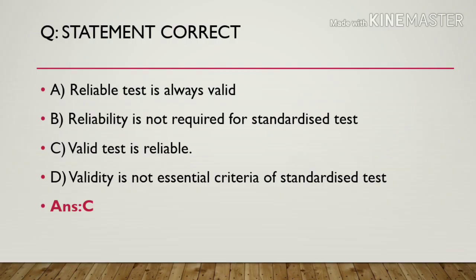Which of the following statements is correct? Options are a reliable test is always valid, a reliability is not required for the standardized test, a valid test is always reliable, and validity is not an essential criteria of a standardized test. Here the option is option C, valid test is always reliable.